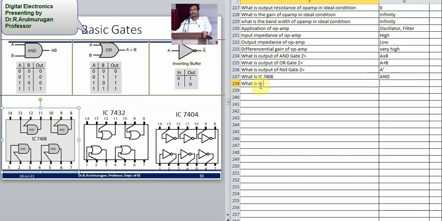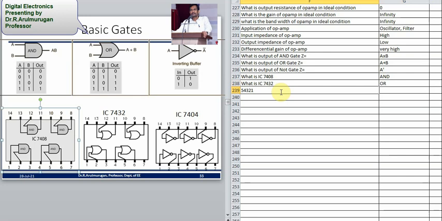What is IC 7432? 74432. 432 means OR gate. Just so you can remember: 4325. You can say the numbering in reverse, descending order, 5 4 3 2 1 0, like you are saying.